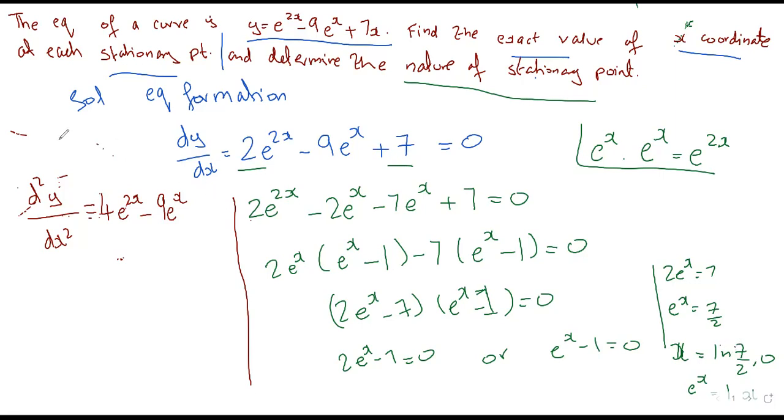So let's talk about x equals 0 first. This is a simple one. 4e to the 2 times 0 minus 9 e to the 0. This is going to be 4 minus 9, that is minus 5. The answer is negative. So this will be a maximum. But why would it be the maximum point? Do you know the reason behind this concept?